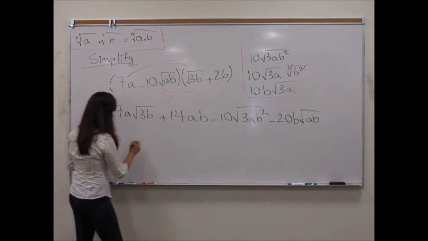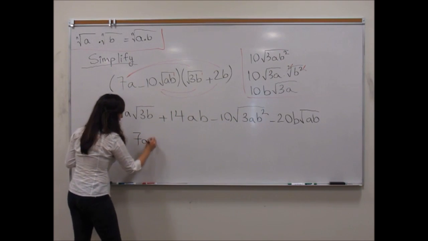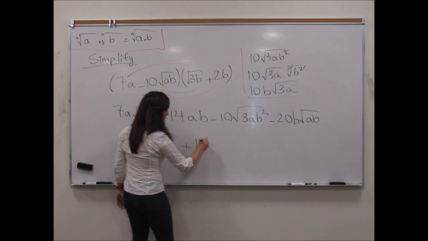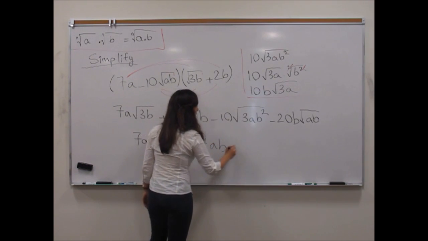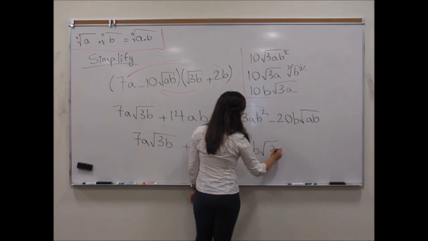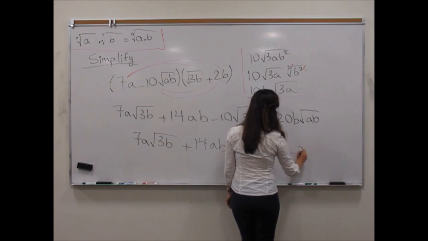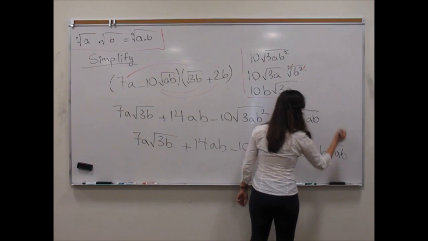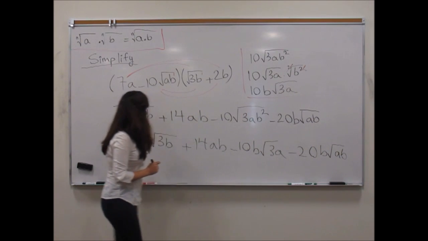So my answer would be 7a times rad 3b plus 14ab minus 10b rad 3a minus 20b rad ab. So that's it for this question.